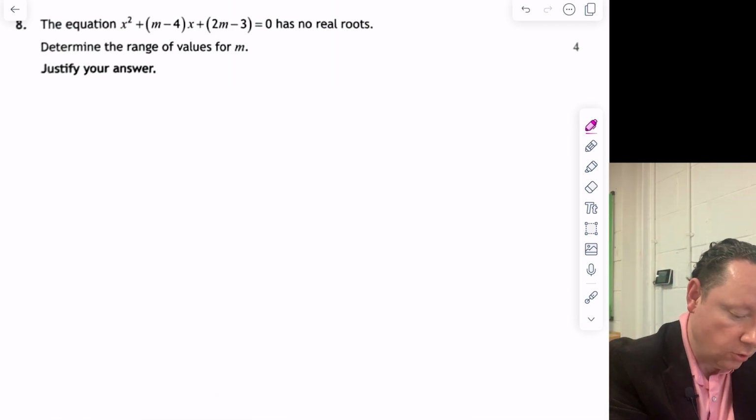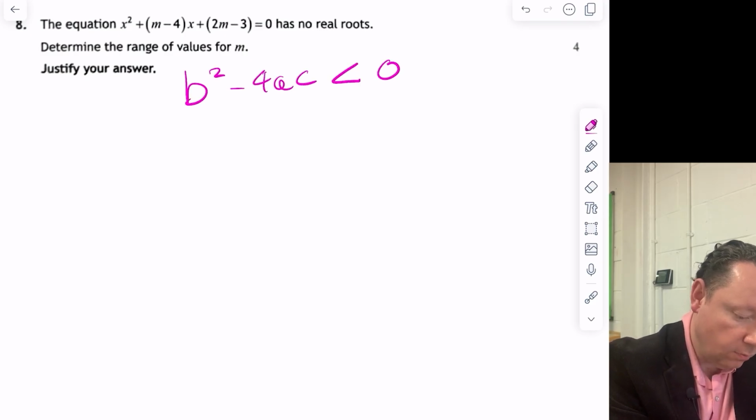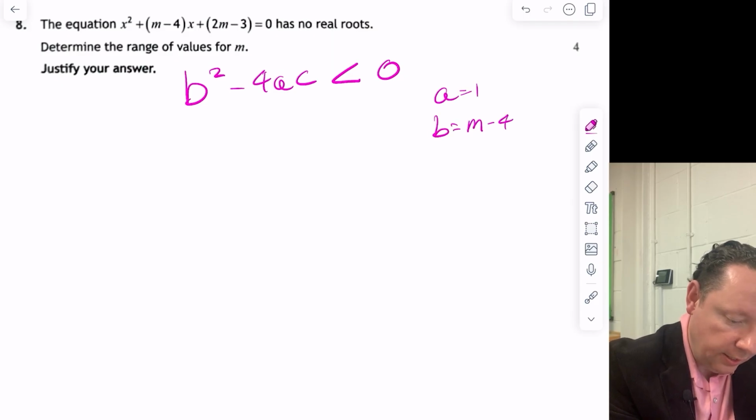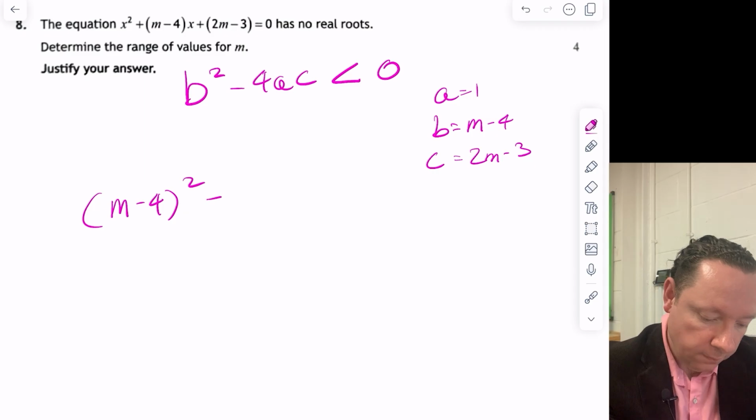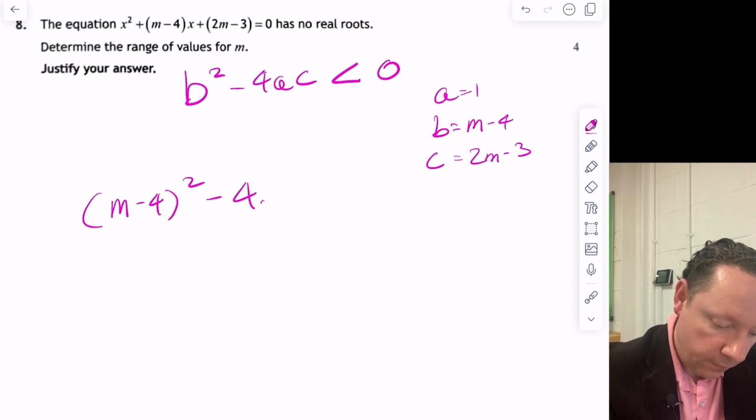So if it's got no real roots, that means that b squared minus 4ac must be less than 0. So a is equal to 1, b is m minus 4, and c is 2m minus 3. So we're just going to sub that in. So we've got (m minus 4) squared minus 4 times 1 times (2m minus 3), and that's less than 0.